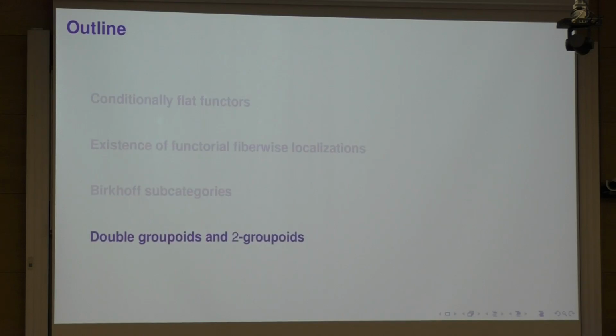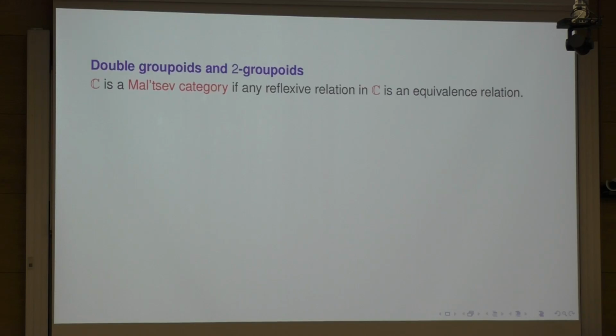Now, in the last 5 minutes, I will just give an example of a Birkhoff subcategory in the category of double groupoids. So, recall that one calls a category Maltsev if any reflexive relation in C is an equivalence relation. So, in particular, all the examples we have considered before of homological categories are Maltsev categories. It's a more general context.